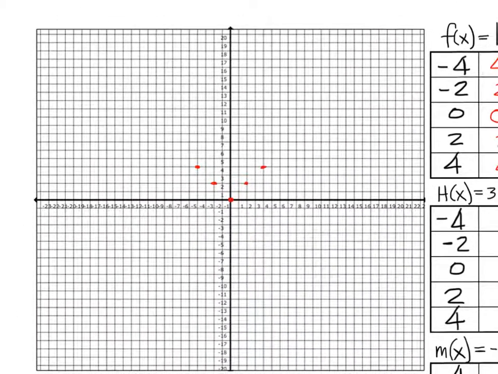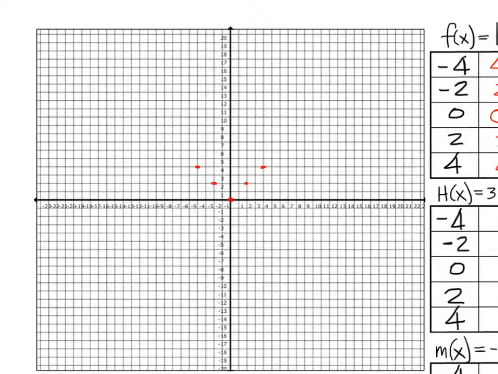The next point was negative 2 and then up 2. We plot that. The next one was 0, 0. The next one was 2, positive 2, and then 4, positive 4. The absolute value function makes a V shape. So we have to fill this in.